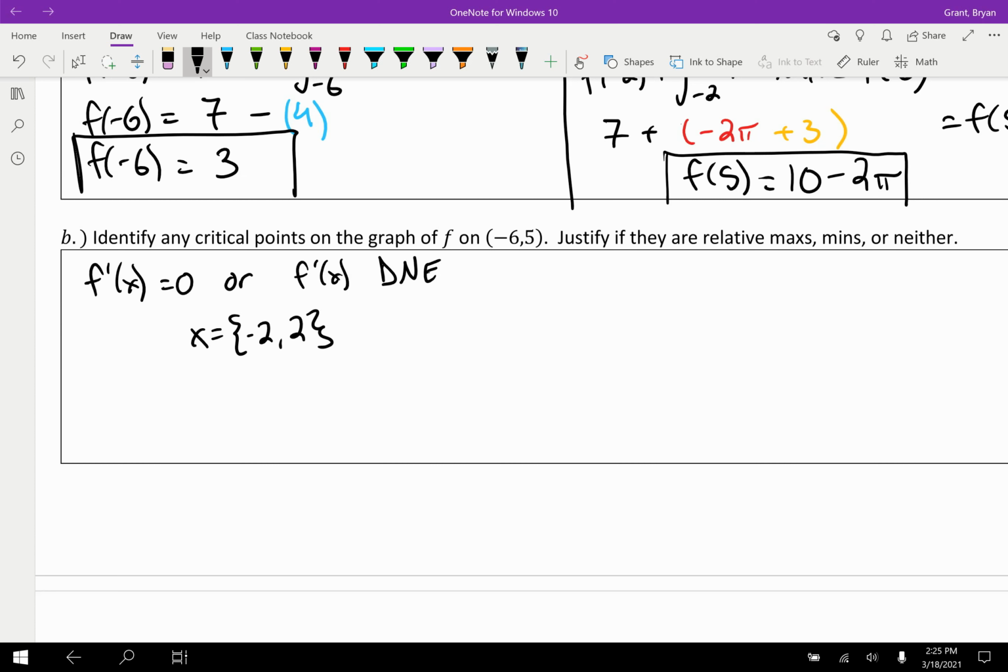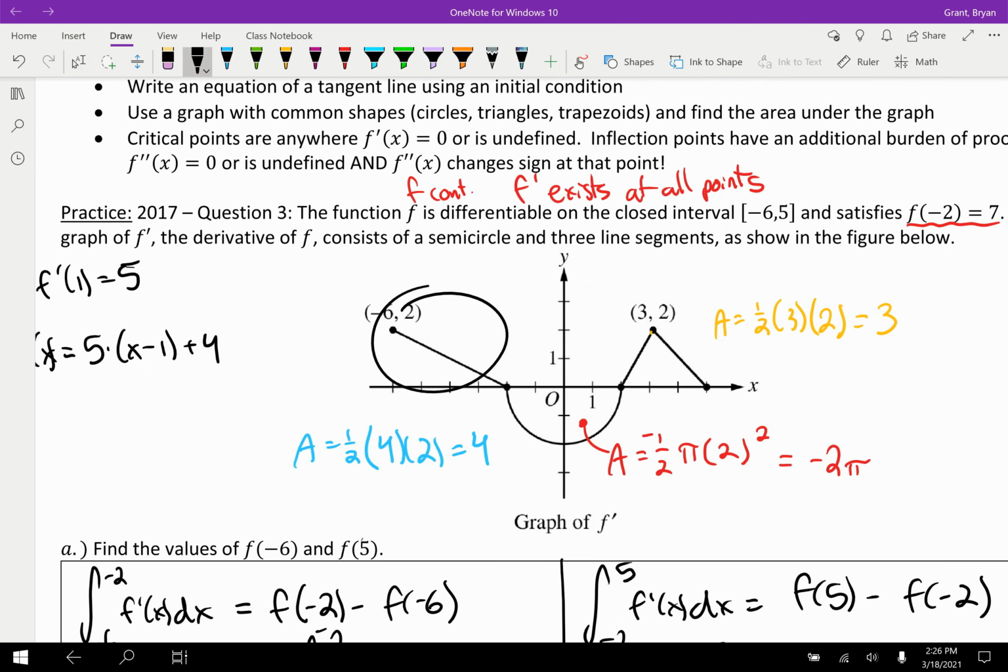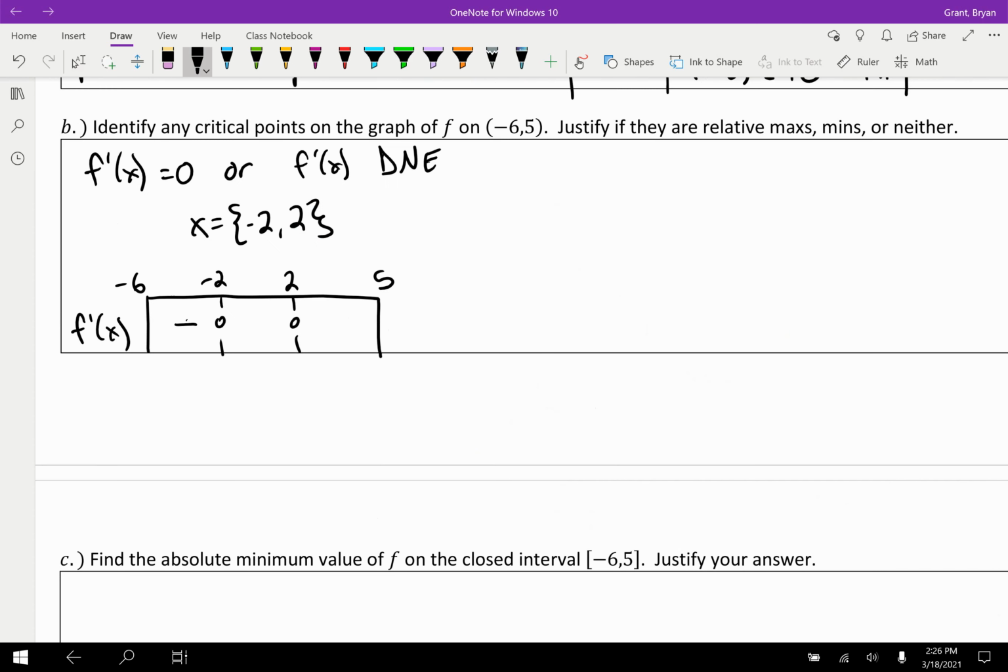Well, justify if those critical points are relative maxes, mins, or neither. I'm going to go ahead then and just make a quick sign chart. That's how we've justified in the past. No reason to change. -6 to 5, -2 caused f prime to be 0, 2 caused f prime to be 0, and we can go ahead and test points. But f prime, if we're looking for the sign of f prime, it's a sign chart. Signs of a graph are just if the graph is positive or negative. So positive, negative, positive, right? Above, below, above. So we have positive, negative, positive.